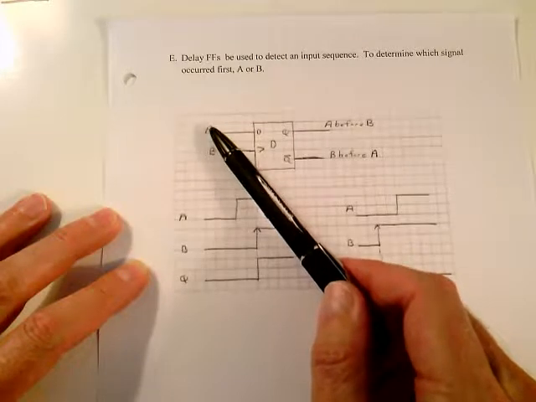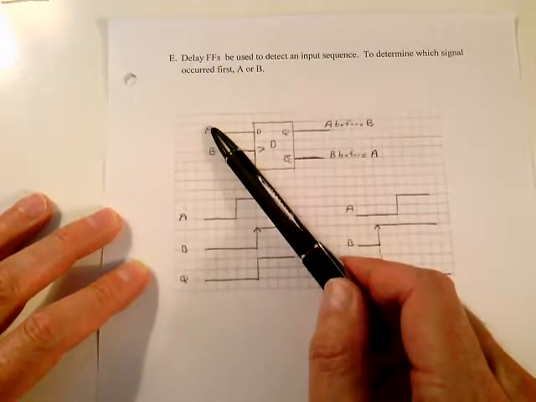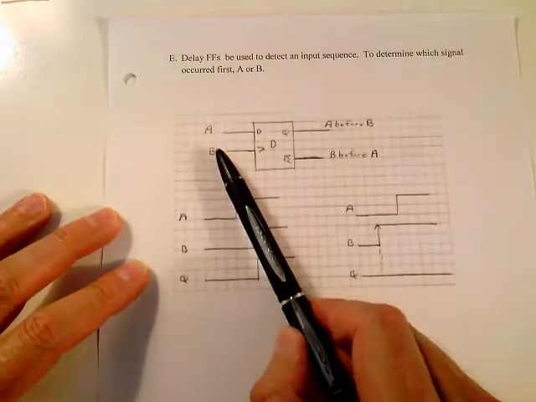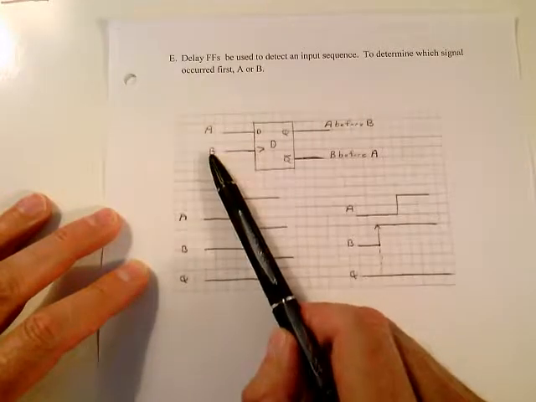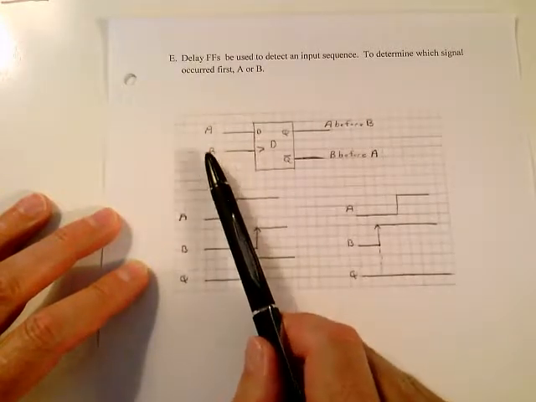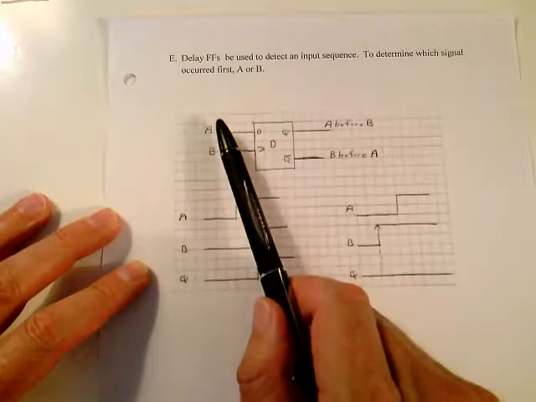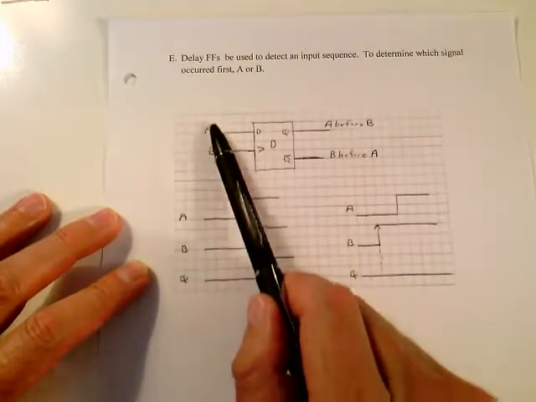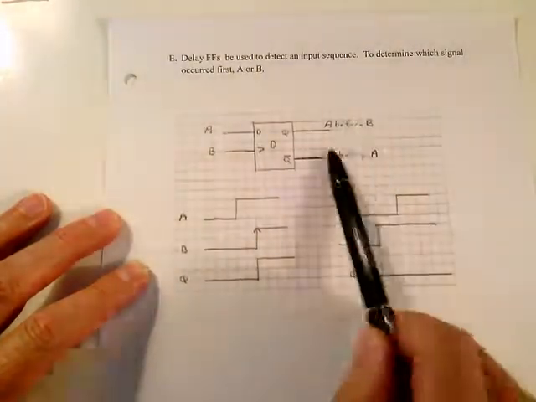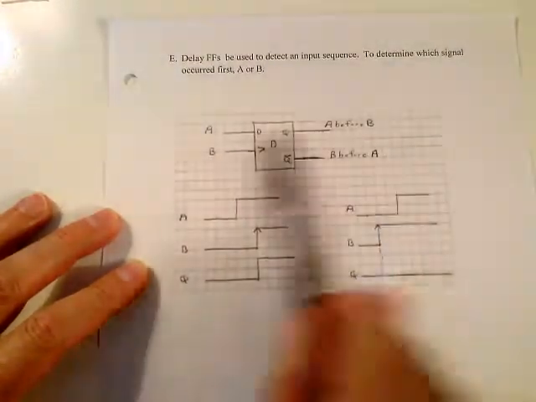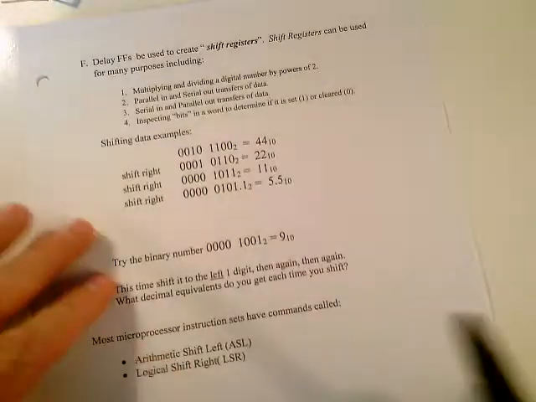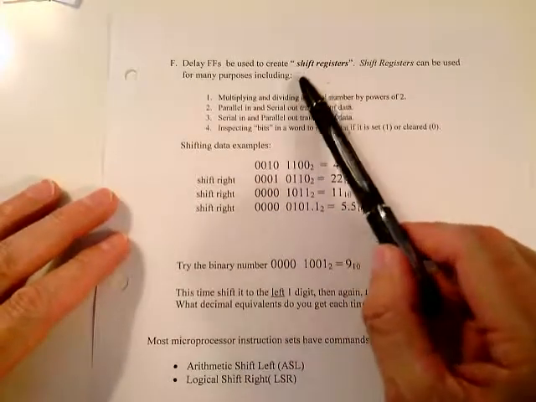This signal could be temperature greater than 80 degrees, and this could be pressure greater than 1,500 pounds per square inch. And you need to know which one of these happened first in an operation. This will tell you that. Look that over. And then F, on page 170: delay flip-flops used to create shift registers.